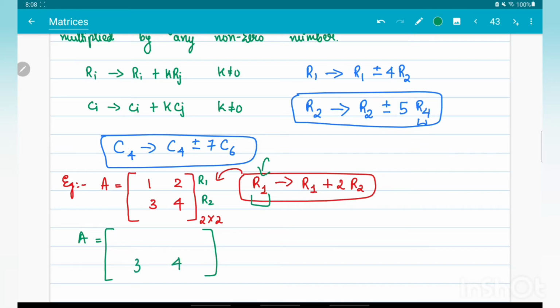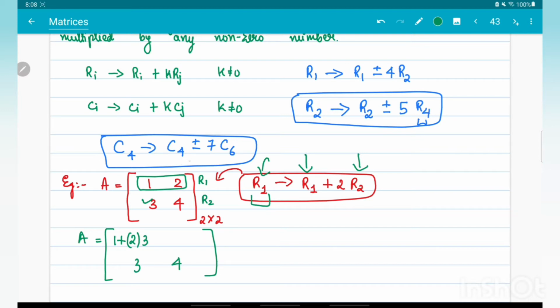So the first row will change in such a way that I'm going to add the elements of row 1 with the corresponding elements of row 2, and the corresponding elements of row 2 are multiplied by the number 2. So basically what I'm doing is, this is my row 1, so I'll add 1 plus I'll multiply the corresponding element of the second row. The corresponding element here is 3, so I'm going to multiply 3 with the number 2, and that becomes my first element after solving.